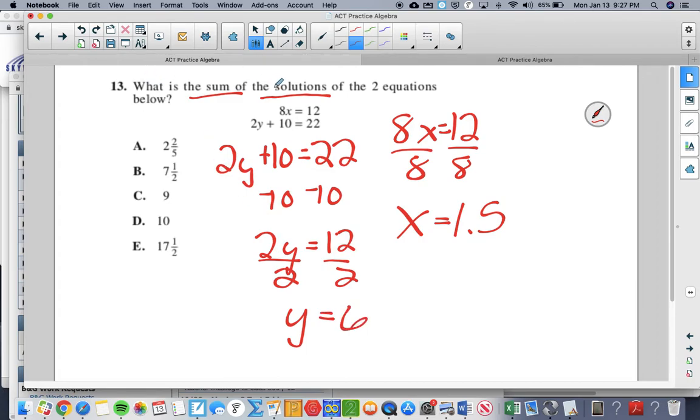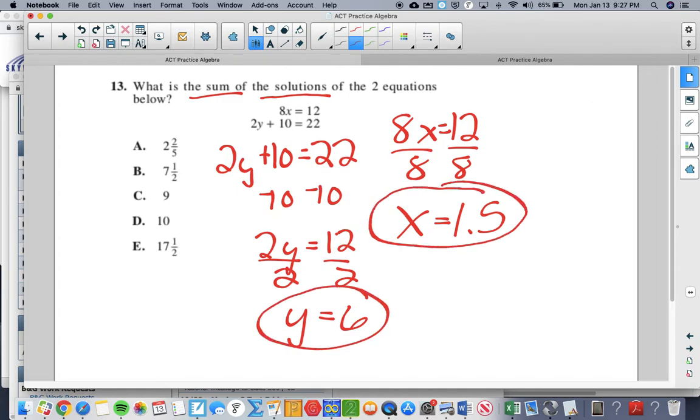What is the sum of the solutions to the two equations below? So we need to add those two solutions together. When you add them, 6 plus 1.5 is 7.5. Now I wrote this as a decimal, but that of course is equivalent to 7 1/2.